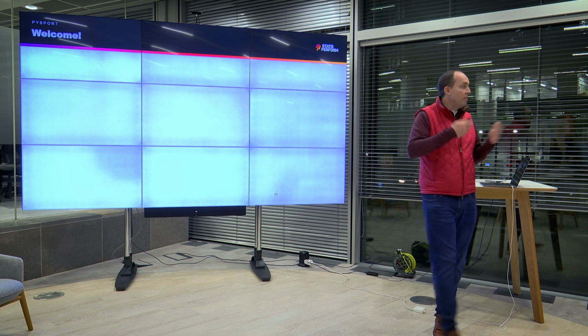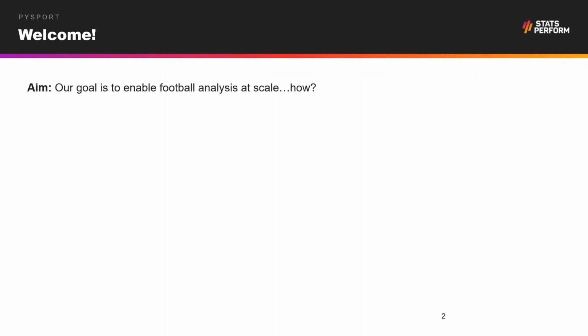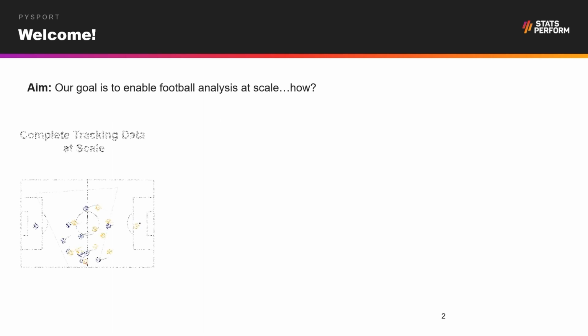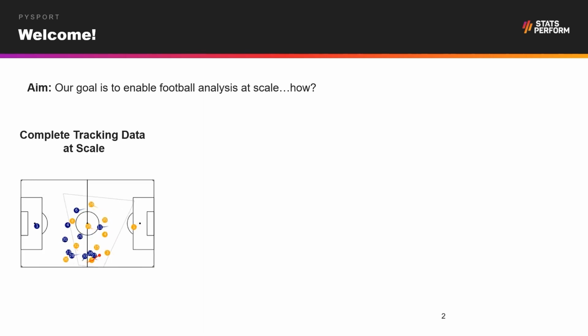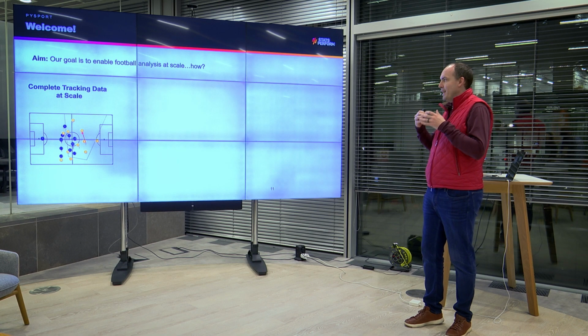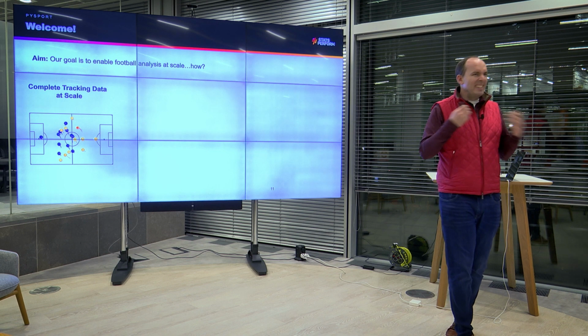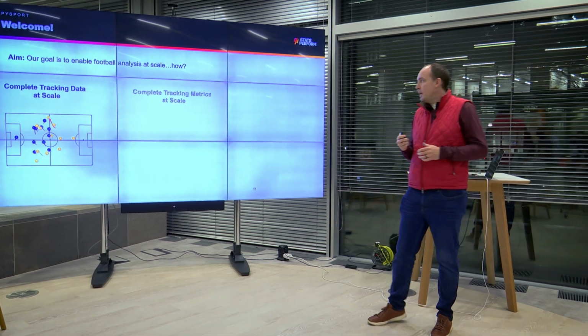But ultimately, what we do at Stats Perform, we're the keeper of public record. Basically, what we want to do is provide data and analysis for every game of sport that's been played. We have a deep footprint in football, and we continue that. So really, we want to enable football analysis at scale. So how can we do that? So one thing, and that's what I'm going to talk about during this presentation, is how we can provide complete tracking data at scale. Probably saying, well, what does that mean? I'll talk about that shortly.